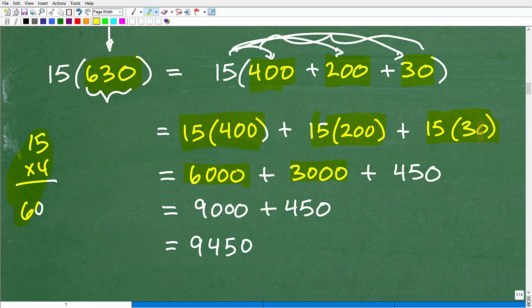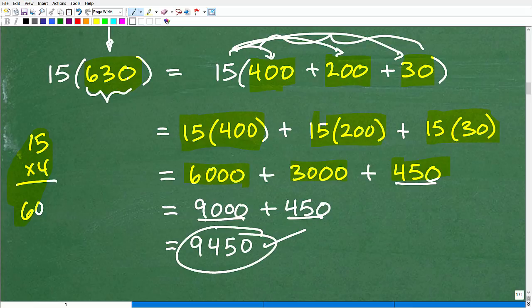And then 15 times 30, you're thinking 15 times 3. So that's 15 on 15, that's 30, plus another 15 is 45. So that's 450. So if you can mentally calculate that out, you could do this really fast and be like, all right, 6,000 plus 3,000, that's 9,000, plus the 450, that's 9,450. And of course, that's the answer that we got previously.